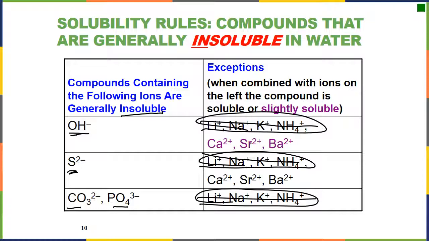What does that mean? That means if you have, for example, aluminum phosphate, we look at this and realize aluminum is not in group 1, it's not ammonium, therefore this is solid. On the other hand, if we have sodium phosphate, we know that all compounds of sodium are soluble, therefore it is going to be aqueous and it's going to be soluble.